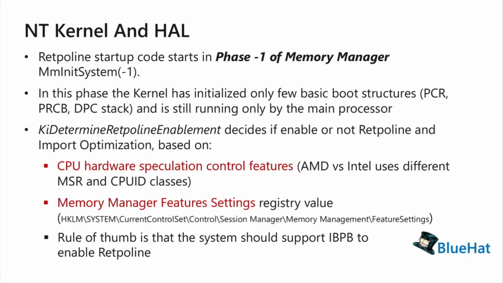The first one is whether your CPU supports the hardware speculation control features, I mean, if your CPU has IBRS or IBPB. Here I've written that AMD and Intel use different model-specific registers and CPUID classes. But this is important because if the CPU is not able to protect in hardware, we have no way to protect against external code. There is no way to enable this feature because we can protect only half of the problem, and so we disable Retpoline and import optimization. Another thing that this function checks is the memory manager feature settings registry value. In that way, you can manually enable or disable Retpoline and import optimization.